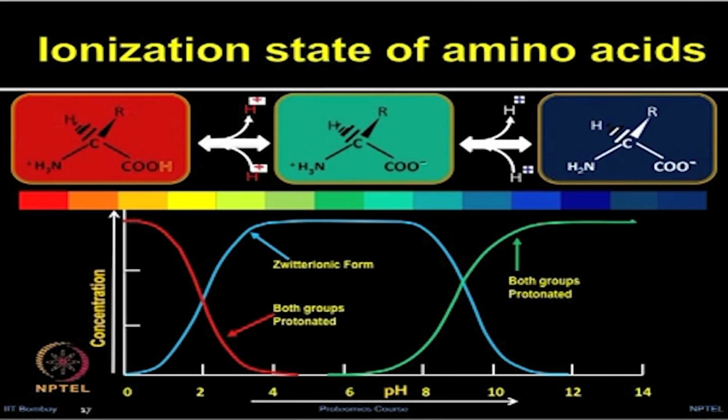Now, this dipolar form can exist till pH 9. Now, when you move to the basic pH, the protonated amino group loses its proton and forms NH2.